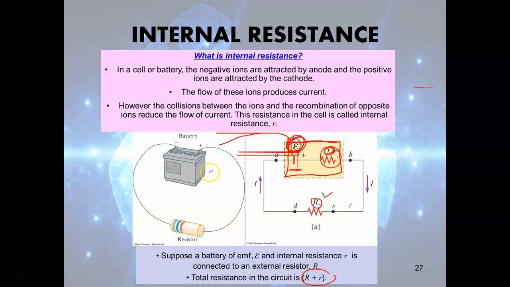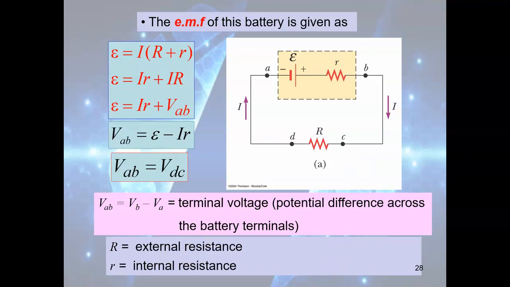Let's say this battery was replaced with another electrical appliance or instrument such as an inductor. Then the inductor itself also has its own resistance, which we call internal resistance. Also, if we add another instrument over here, let's say a capacitor, the capacitor itself also has its own internal resistance. So that is internal resistance. I hope you get the definition of internal resistance.